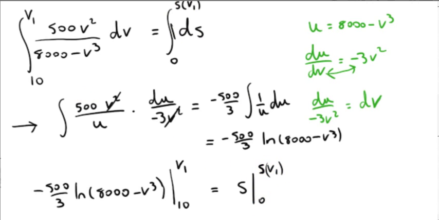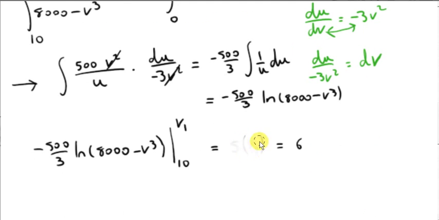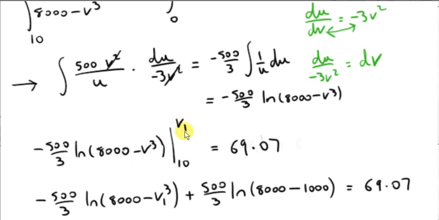Well, we just plug the upper limit in and we just get the position at v1, and the lower limit gives us 0, of course. Actually, I forgot to mention that we know what this is. This is 69.07. So we need to solve this equation for v1. Okay, we plug v1 in for v and we get this here. Then we have minus sign and then this thing again. So we have minus 500 over 3 ln of 8000 minus the lower limit cubed.